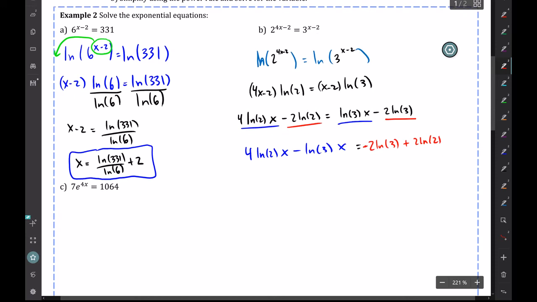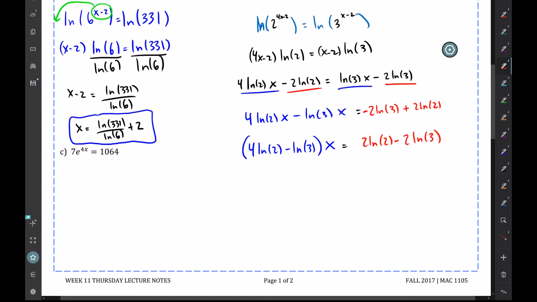Okay, and now the only thing I can do is factor out an x here. So that will be 4 times the natural log of 2 minus the natural log of 3, times x, equals, let me reorder the red stuff just a little bit. I'm going to write that as 2 times natural log of 2 minus 2 times natural log of 3. That isn't required, but I like moving things with negative signs over to the right so I don't forget that the negative sign is there, or get it confused with the equal sign or something.